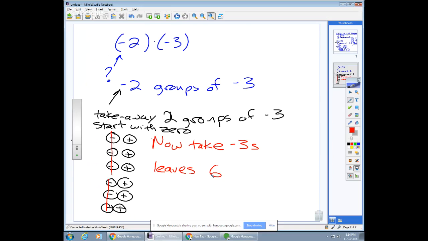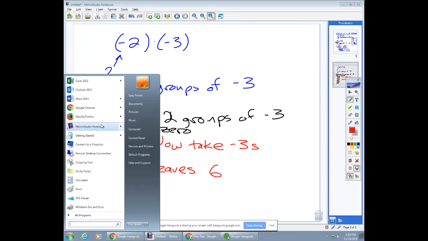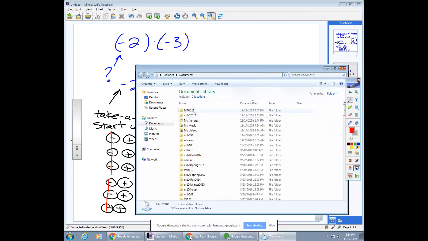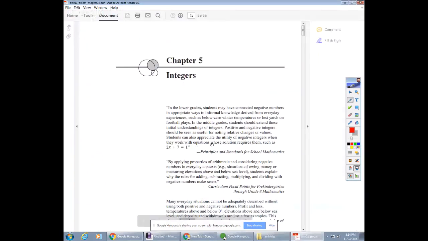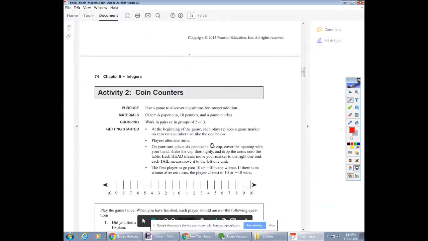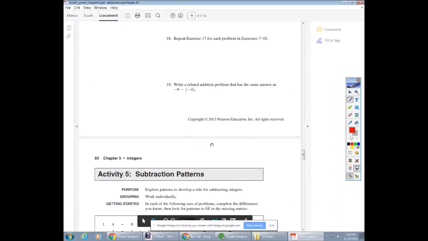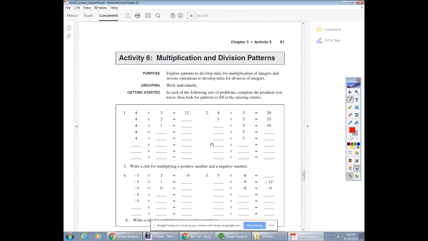All right, so let's look at it a slightly different way. Take out activity 6 from the book. I'll bring up my copy. We'll get this done. Let's see, documents, math to 11, activities, chapter 5.